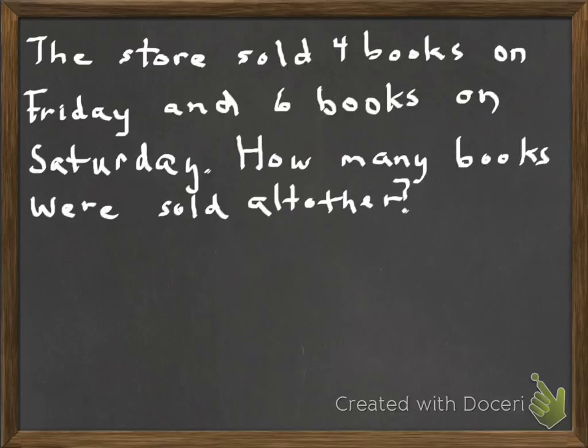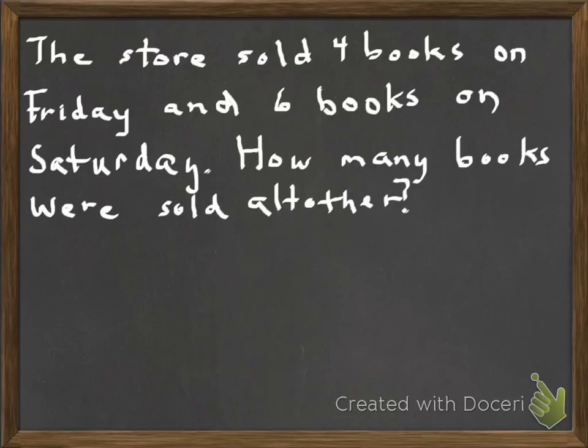Now here's the next problem. On this problem, I'm going to stop the video and you can try to solve it with a bar model. The store sold 4 books on Friday and 6 books on Saturday. How many books were sold altogether? Pause the video and draw a bar model to represent this problem.